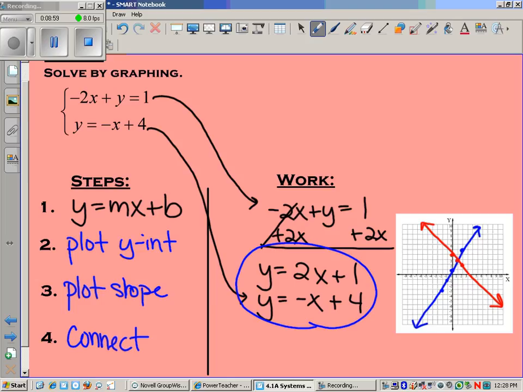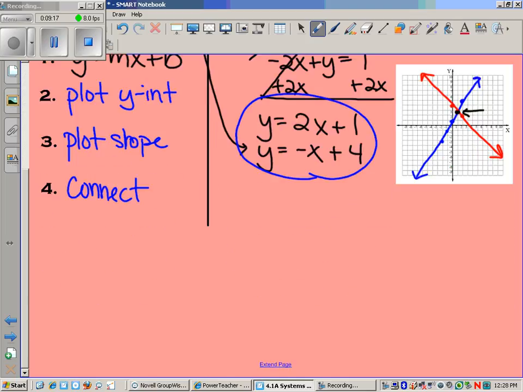Now that it's graphed, though, how do I figure out what the solution is? Well, the solution is two numbers. It's an x and it's a y. And it happens to be the point that they cross at. The solution to a system of equations is the point that they cross at. So what point do they cross at? On this graph, it looks like these two lines cross at the point (1, 3). So this should be my solution to my system of equations: x equals 1 and y equals 3.